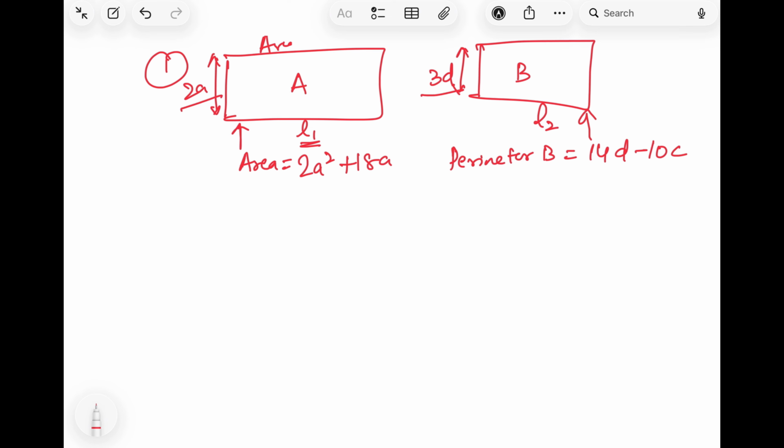What do we have to find out? Length. Can we just do that? Right? We can do that.